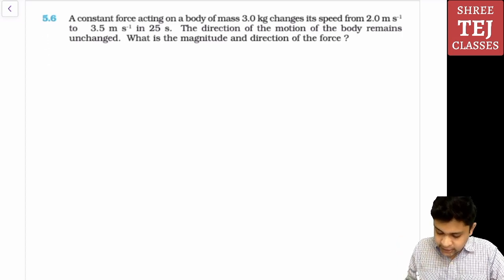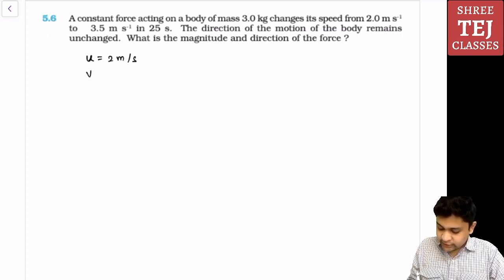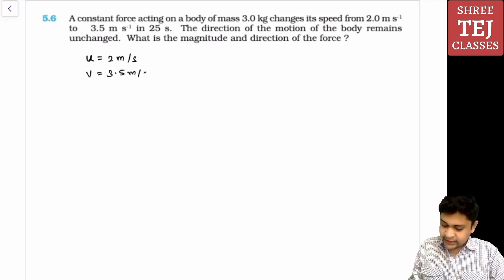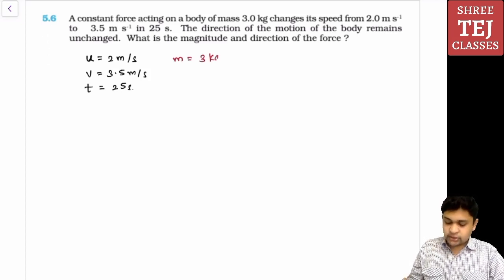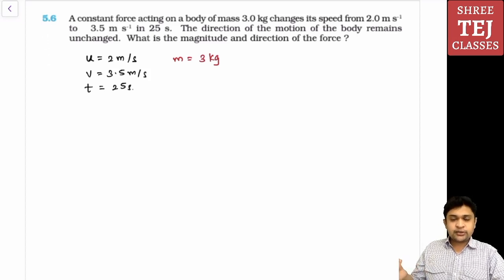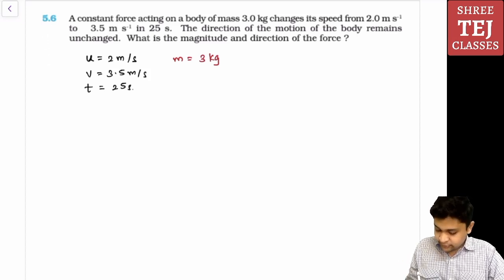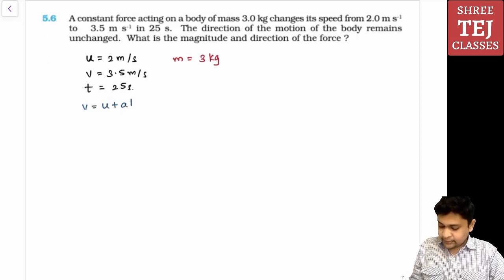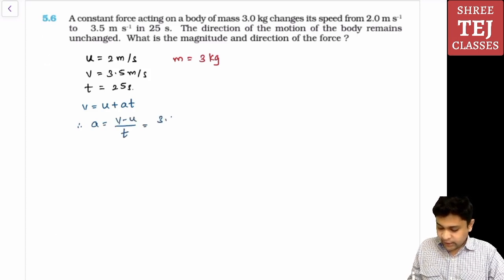Let us see. Initial velocity u is 2 meter per second, final velocity v is 3.5 meter per second. Time that has passed is 25 seconds. Mass of the body is 3 kg. So again we will use first equation of motion. v is equal to u plus at. Therefore rearranging it, we will get acceleration is v minus u upon t. So this is 3.5 minus 2 upon 25. So this is 1.5 upon 25.